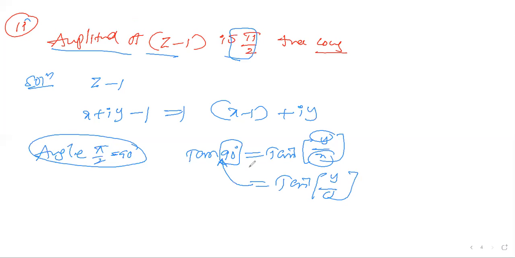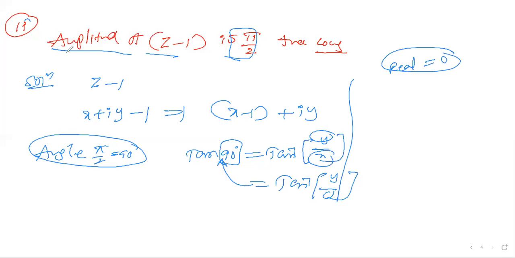Clear, right? For the angle to be 90, the denominator part should be 0, because something by 0 is infinite. So the real term must be how much? The real term must be 0. Please try to follow me.